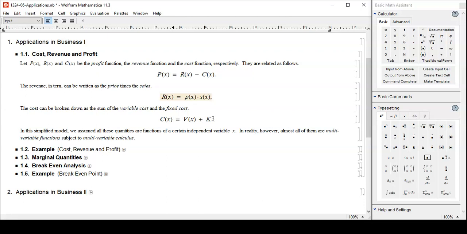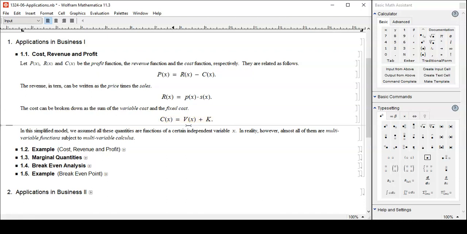Next, cost function. Cost function can be broken down like this: the variable cost plus fixed cost. Fixed cost is the amount of money you have to pay for the rent of your shop, for example, no matter what. Whether you make great sales or little sales, doesn't matter. And the cost associated to, say, baking how many cakes, those kinds of things, if you're running a bakery, for example, are variable cost.